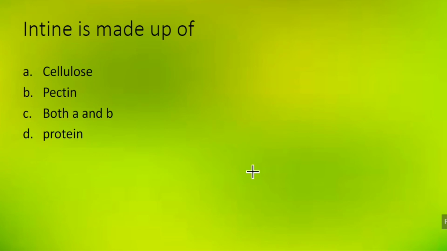Intine is made up of. Pollen grain has got 2 wall layers, exine and intine. Exine is made up of sporopollenin, a very hard substance, whereas intine is made up of cellulose and pectin. So here the answer is both A and B.